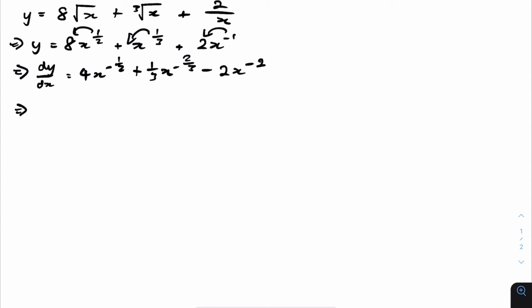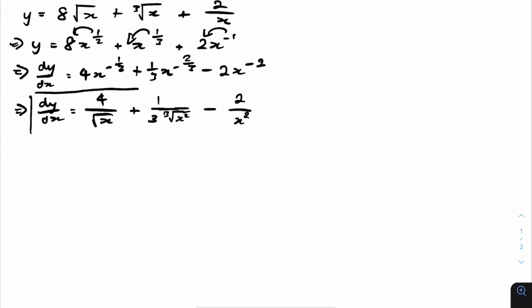If you want to simplify further and write it without the powers, you could write it as dy over dx equals, and then that would be 4 over root x. That's because x to the power of negative half is 1 over root x, and you multiply by 4, it's 4 over root x. Plus, and then for this one, you would have 1 over 3, and then it would be the cube root of x squared. Yeah, it looks a bit complicated, but that's how you'd write it. And then you'd subtract 2 over x squared. So that would be your final differentiated equation.